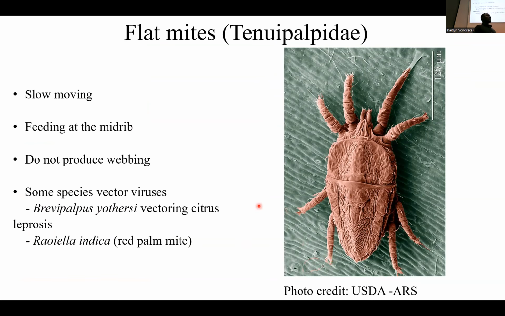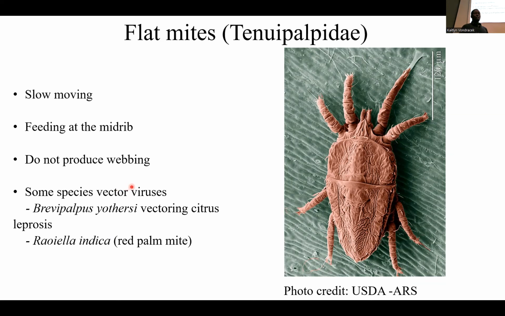So they're really slow moving. That's the first thing. Secondly, they actually feed at the midrib. If you take a leaf that has flat mites, you'll see them feeding at the midrib. And then they do not produce webbing. They are not spider mites, and they do not produce webbing. If you go in the literature, you'll see them being called false spider mites. They're not spider mites, they're flat mites.